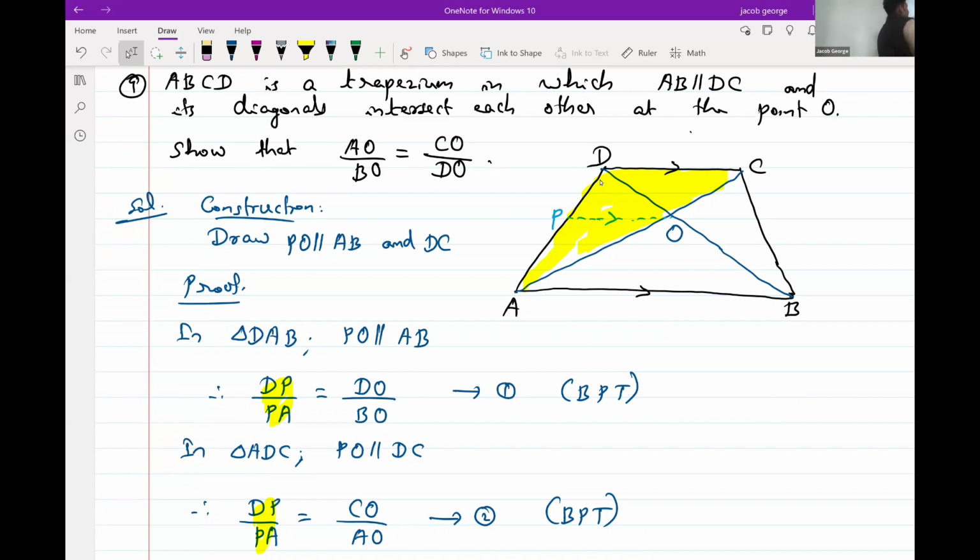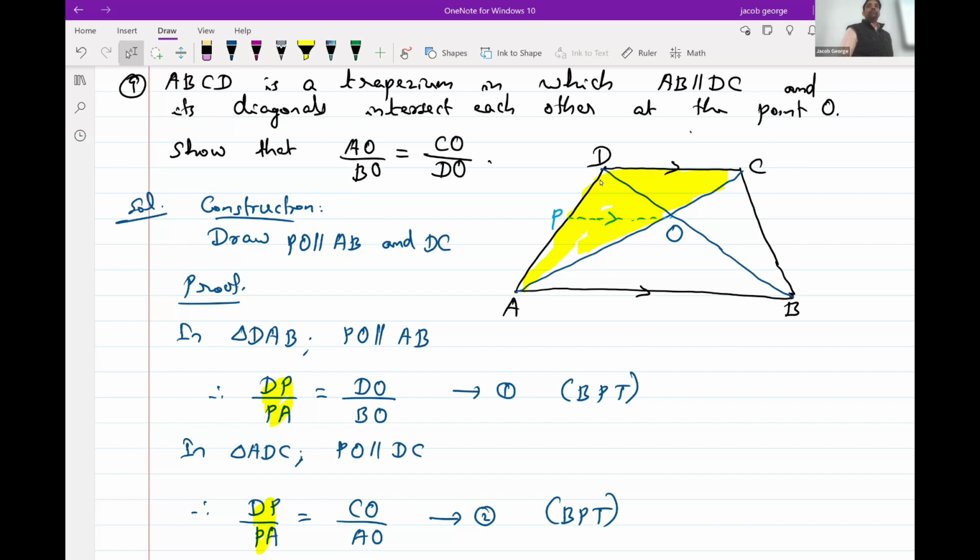So there we take like this. DP by PA is equal to CO by AO. So please write the second one. In triangle ADC, DP by PA is equal to CO by AO, equation number 2, by BPT, okay?